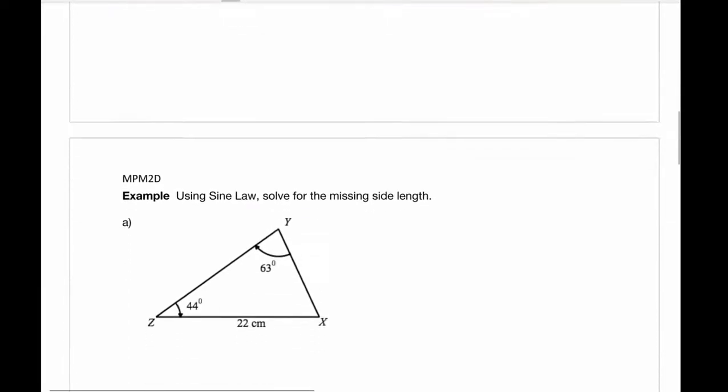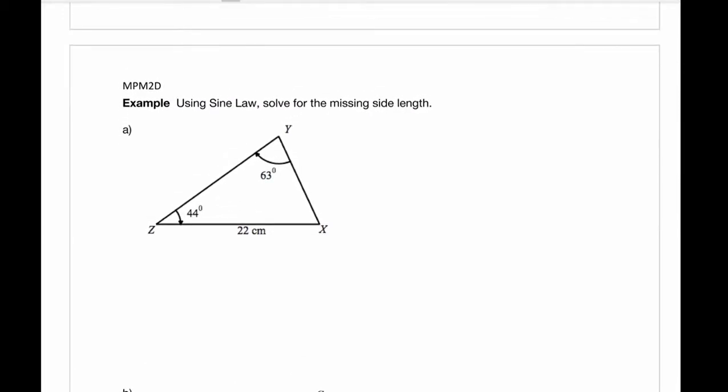So if we look at the first example, we want to use the sine law to solve for the missing side length. First thing I want to do is check, is this a 90-degree triangle? Based off my first two angles, I could solve for angle x. Might as well do that now anyways. So 180 minus 63 minus 44 equals 73. So none of these angles are right angles, so I can't use SOHCAHTOA.